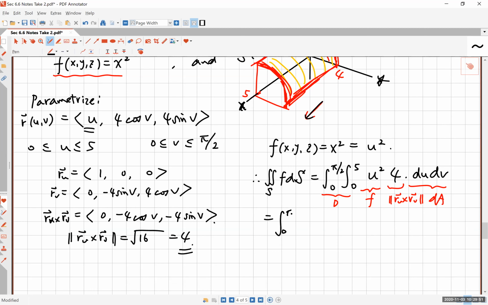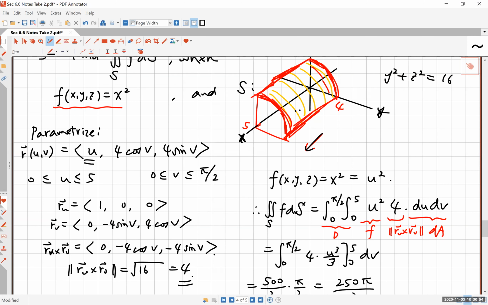So this is going to be 4, and then you have u cubed over 3 going from 0 to 5, dv. This whole thing is going to be constant. So it's 125 times 4, that's 500 over 3, and then pi over 2, right? So this would be 250 pi over 3. And this is the answer to the question of the mass of this parameterized surface S.